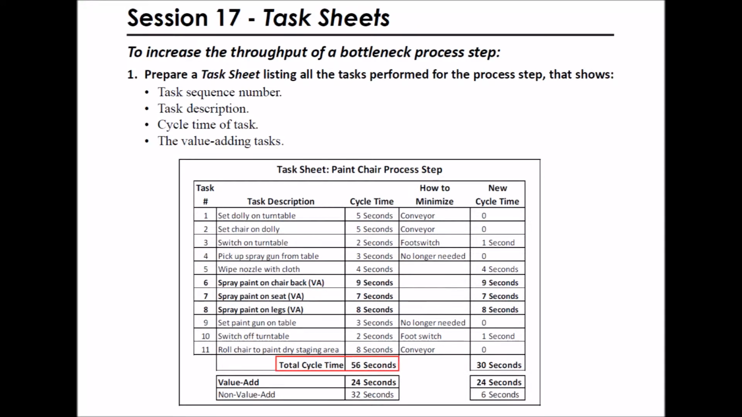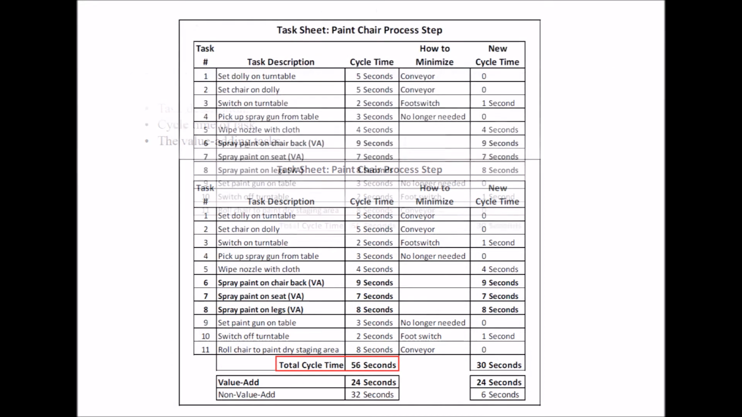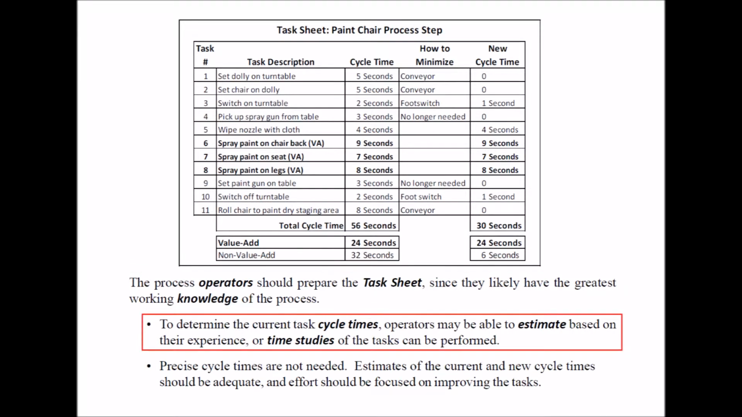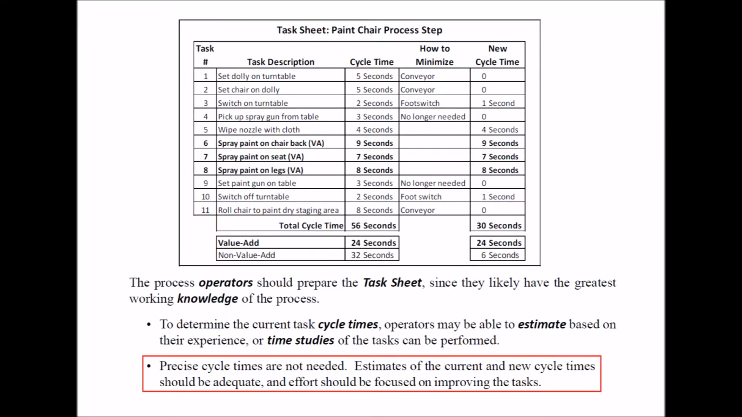You then add up the task cycle times to give the total cycle time for the process step. The process operators should prepare the task sheet since they likely have the greatest working knowledge of the process. To determine the current task cycle times, experienced operators should be able to estimate based on their experience, or time studies of the task can be performed. Precise cycle times are not needed. Estimates of the cycle times should be adequate, and effort should be focused on not trying to nail down the cycle times, but rather on improving the task.